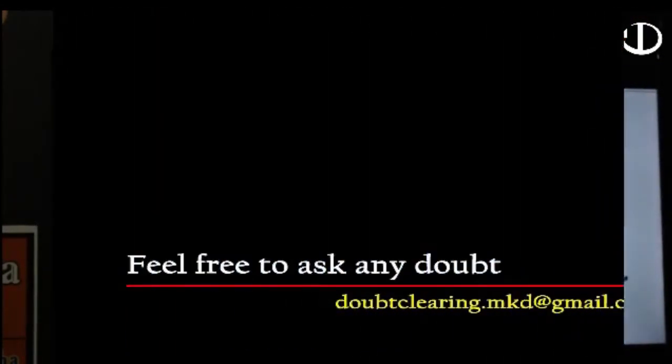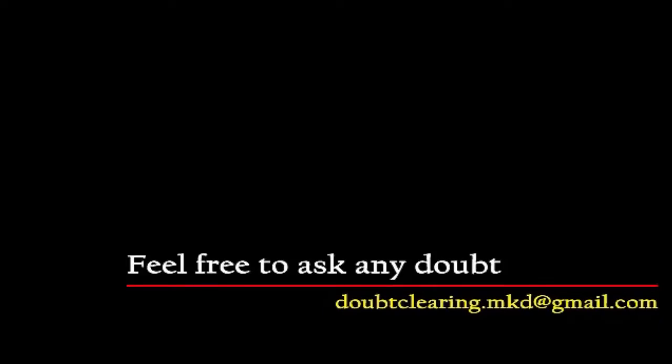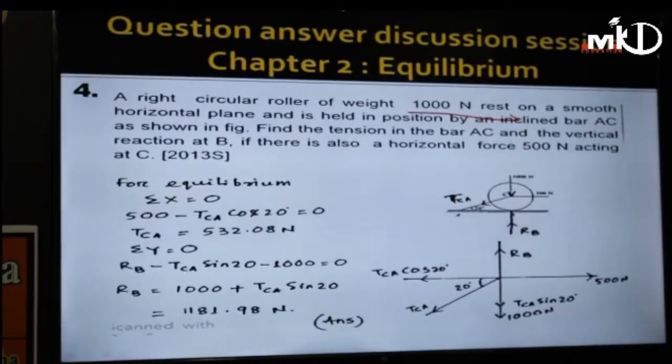So now question number 4. A right circular roller of weight 1000 Newton rests on a smooth horizontal plane and is held in position by an inclined bar AC, as shown in the figure. Find the tension in the bar AC. That means we have to find how much tension will come in the rod AC. And the vertical reaction at B.